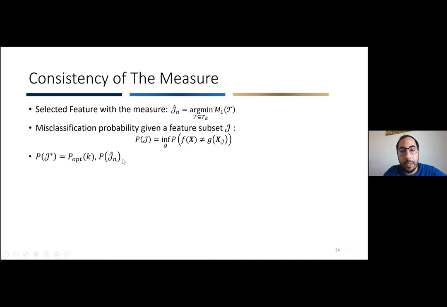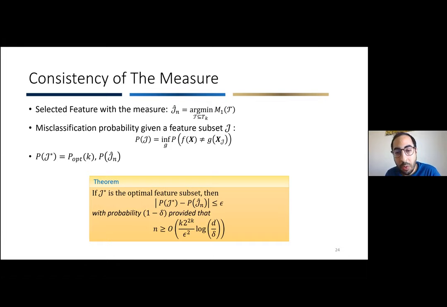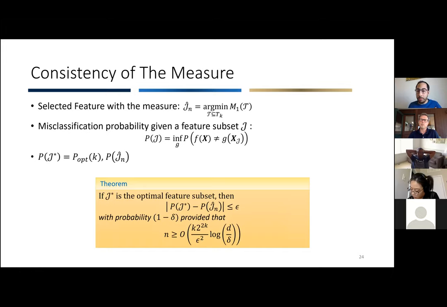And for this feature selection problem, I have this quantity pj hat. I wanted to compare these two. And this is the result that we have, which basically implies that these two quantities are close to each other with high probability, given that we have enough number of training samples. So this basically means that if I use this measure, the feature subset that I'm gonna select gives me the same probability of error as the optimal feature subset. It's not necessarily equal to it, but it gives me the same probability of error.